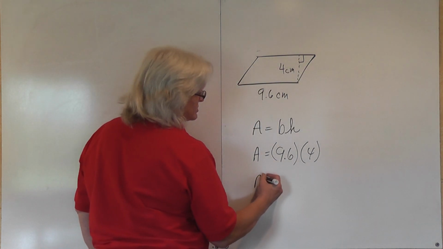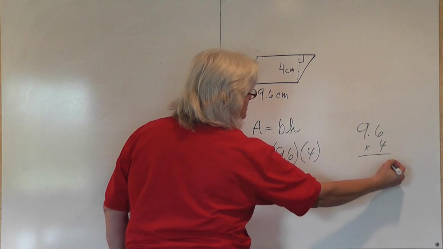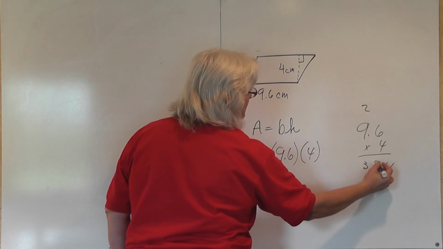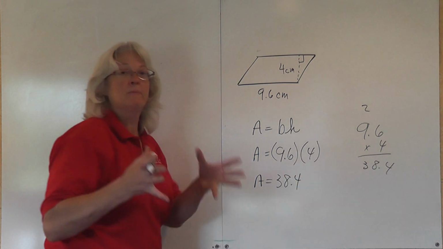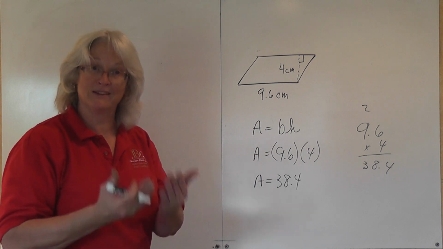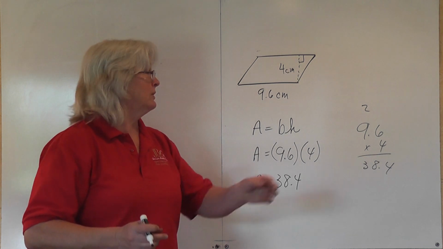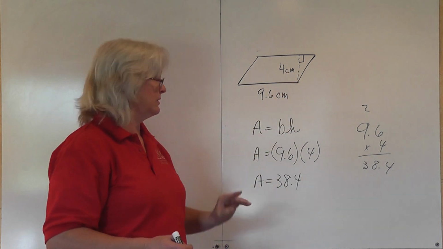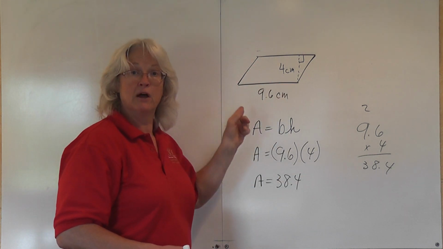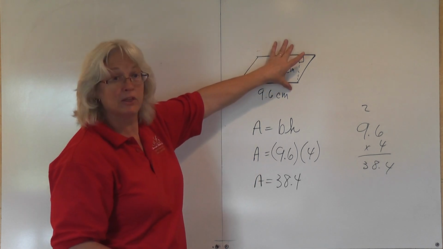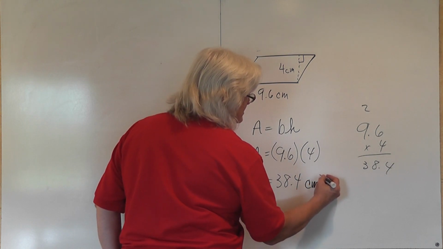Now we do our multiplication. 9.6 times 4, 4 sixes are 24, carry 2, 36, 38. And we have the area is 38.4. But you're never finished with area problems until and unless you give us a unit. Units of area are square units. These are indicated to be centimeters. So the area of a parallelogram with a base of 9.6 centimeters and a height of 4 centimeters is 38.4 square centimeters.